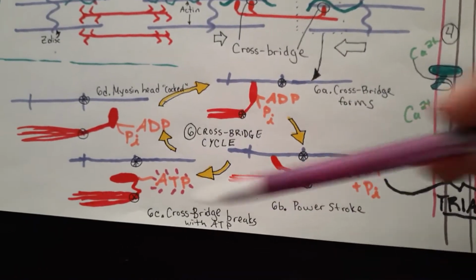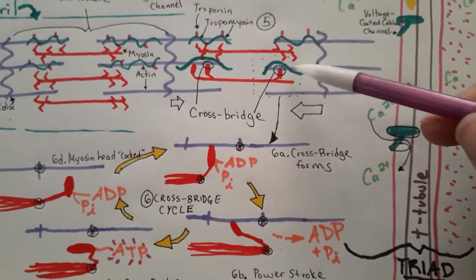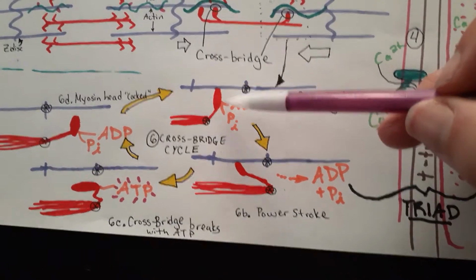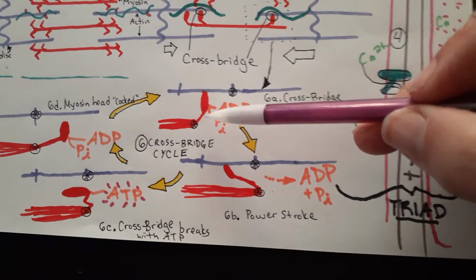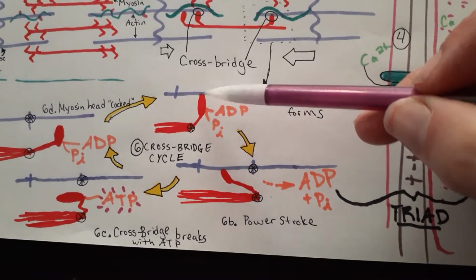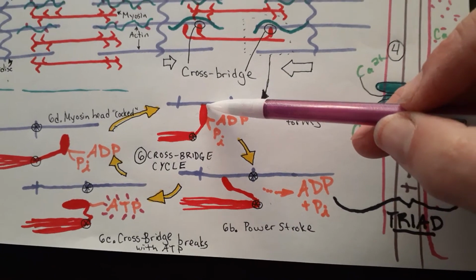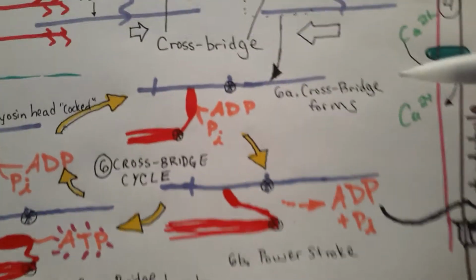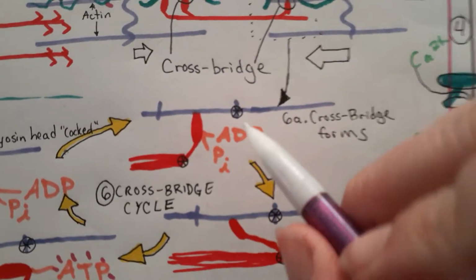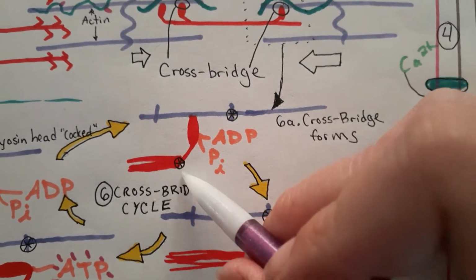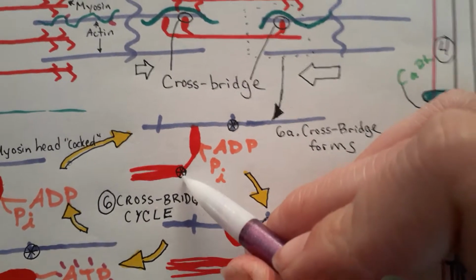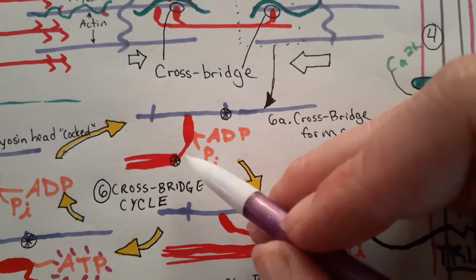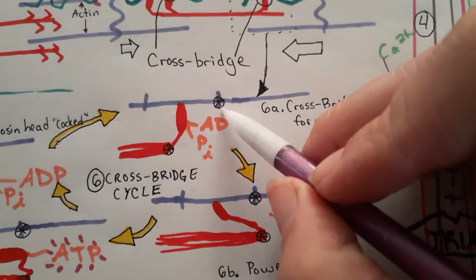So I have drawn the cross bridge cycle for you down here. Remember that we are talking about this area. As long as tropomyosin is out of the way, this myosin head is going to bind to the active site, or the active sites on actin. Now, just for reference here, I have drawn in a couple stars.